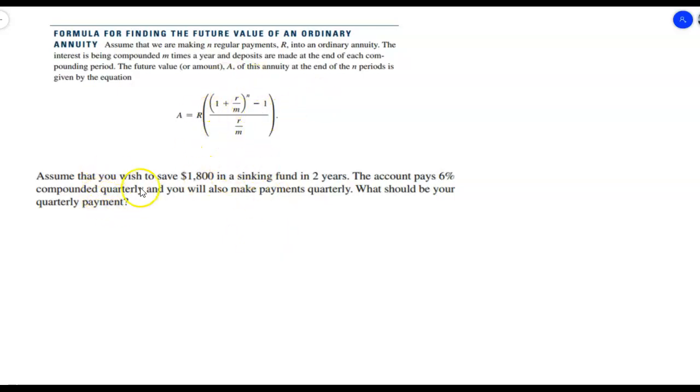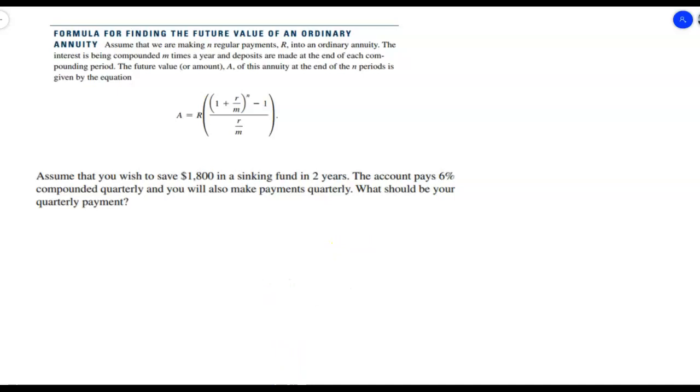We're not going to solve for A this time. This time we're going to solve for R. So let's take a look at this. It says, assume that you wish to save $1,800 in a sinking fund in 2 years. It's really kind of an annuity thing. The account pays 6% compounded quarterly, and you will also be making your payments quarterly. The fact that those are both quarterly means that we can use this formula. If they weren't both quarterly, like if it was compounded monthly but you're making payments quarterly, then we can't use this formula. We'd have to do something else. What should your quarterly payment be?